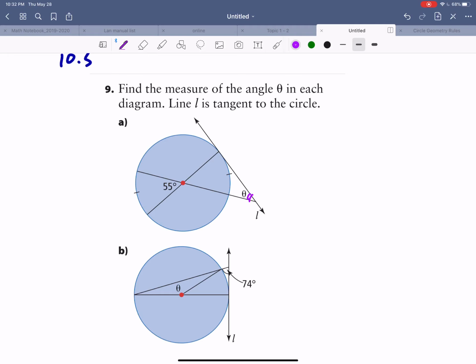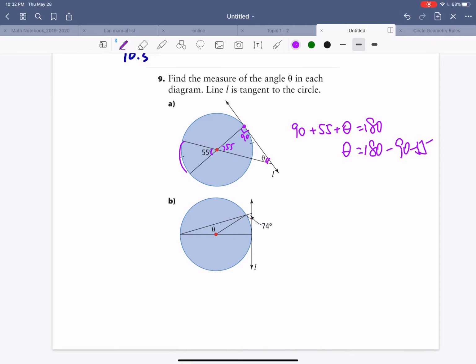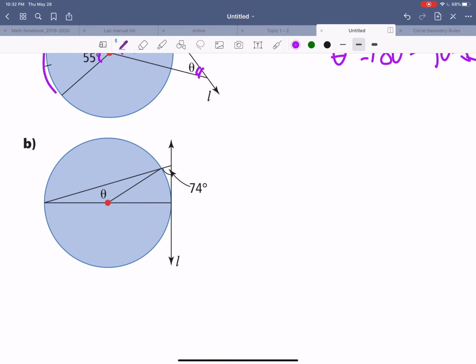So this angle here for this question. You can see that the chords are the same, so if this is 55, this is 55 too, because they're equal central angles. Then from our tangent rule, this is 90 degrees because it's the point of tangency between the radius and the tangent line. So angle theta: 90 plus 55 plus theta equals 180, so it will be 180 subtracted by 90 subtracted by 55.